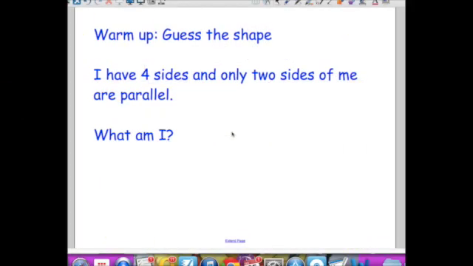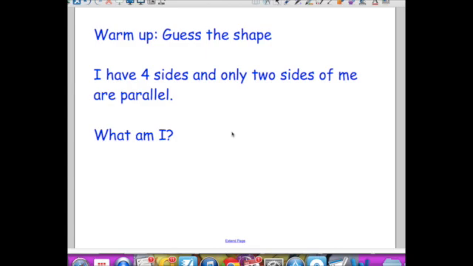Welcome to lesson 9.10. This is all about capacity. Your warm-up, I have a little game for you to play. It's called Guess the Shape. Here's your clue. I have 4 sides, and only 2 sides of me are parallel. What am I? So if you know right away, you're welcome just to continue listening and I will show you.